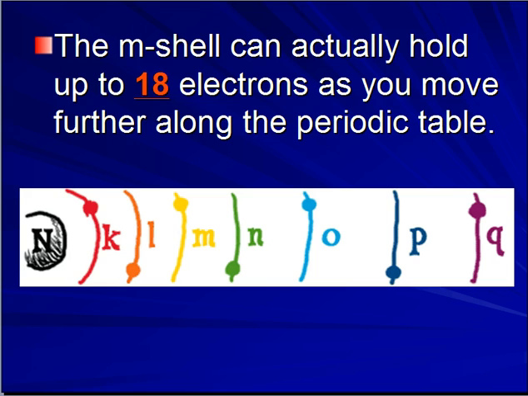So here it says just what I told you. The M shell can actually hold up to 18 electrons as you move further away along the periodic table. Here we see a diagram where you have the nucleus in the middle, then the K, the L, the M, the N, the O, the P, the Q.